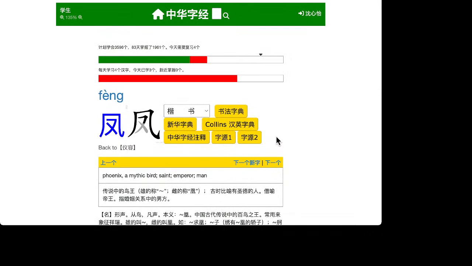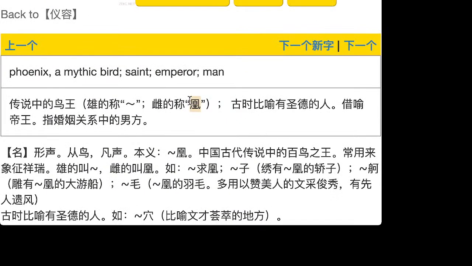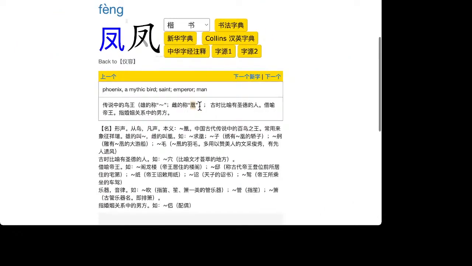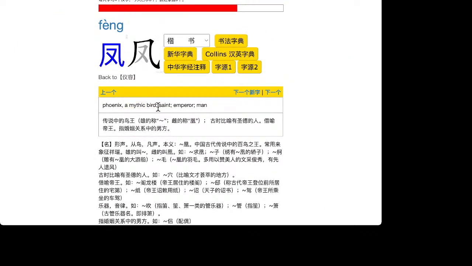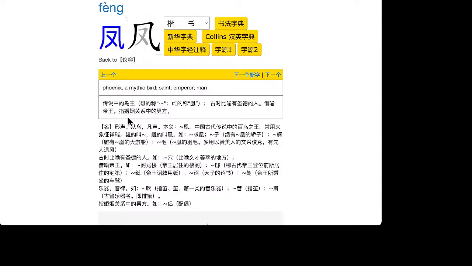Feng. Feng means phoenix, but in Chinese we actually differentiate between male and female phoenixes. The males are called Feng and the females are called Huang, which is this character here. A mythical bird that turns into ashes and resurrects. Also referred to as saint or the emperor. He's called Long Feng sometimes. It's like the power and glory and mythical qualities that are ascribed to the emperor.